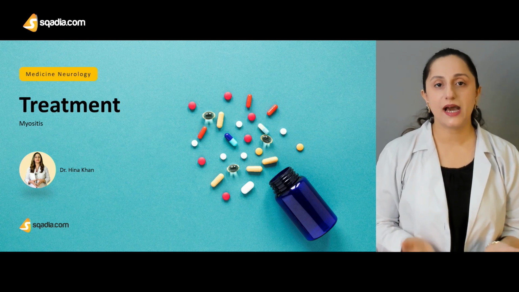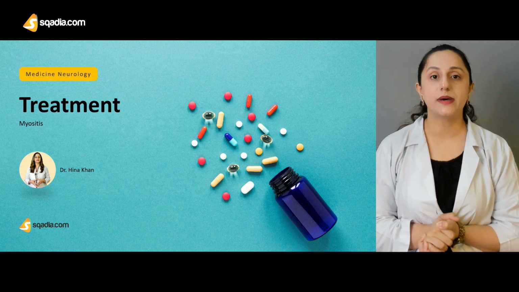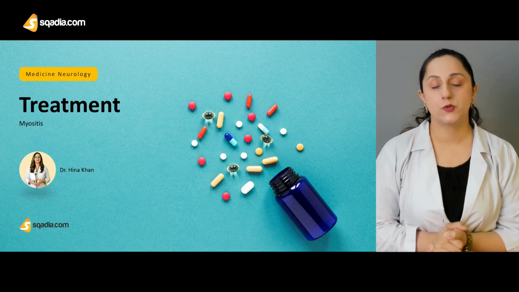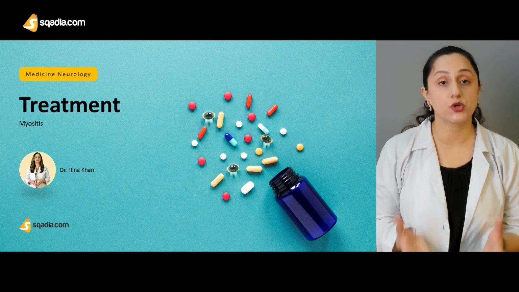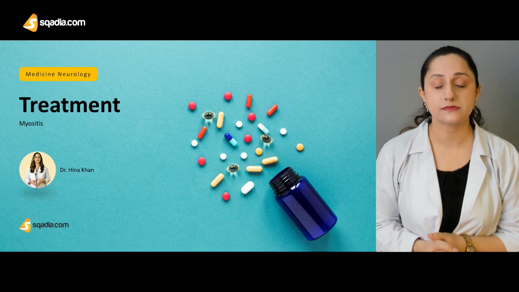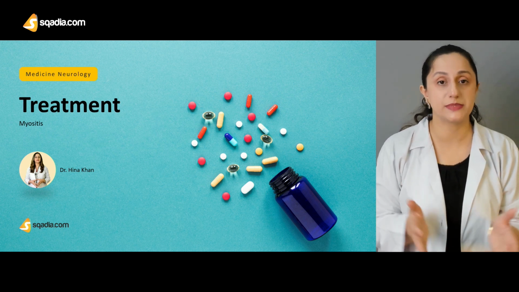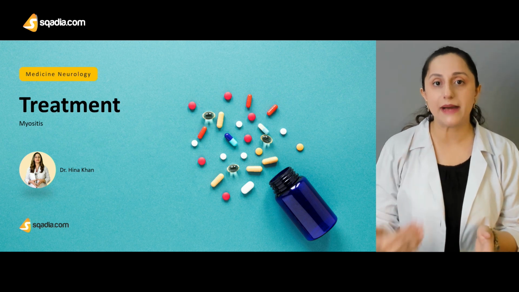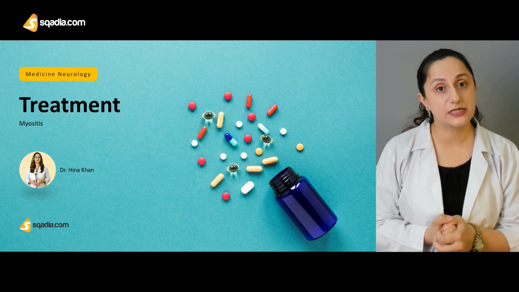So once we have a definitive diagnosis of polymyositis at our hands, we must know that we are dealing with a patient who can be suffering from some sort of an underlying condition as well. So when you are making a treatment plan or a management plan for that particular patient, you must keep in mind what the underlying factors are that we might be dealing with.